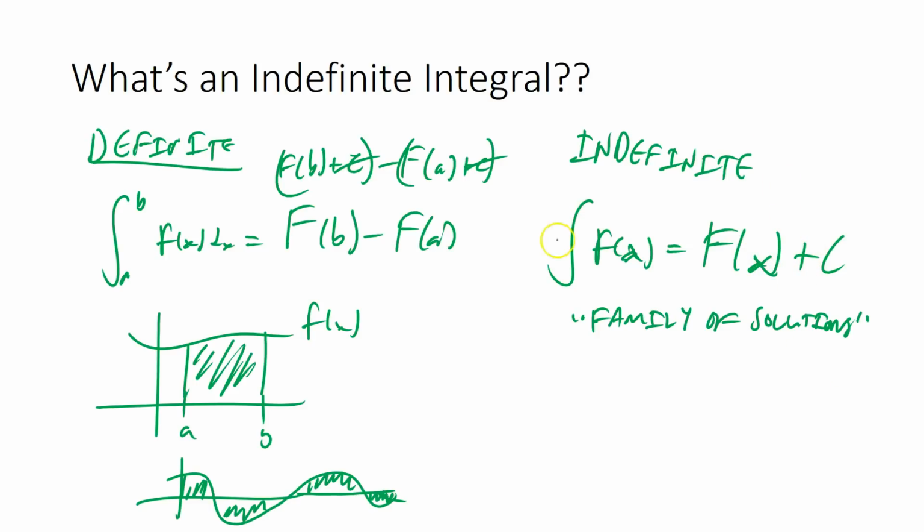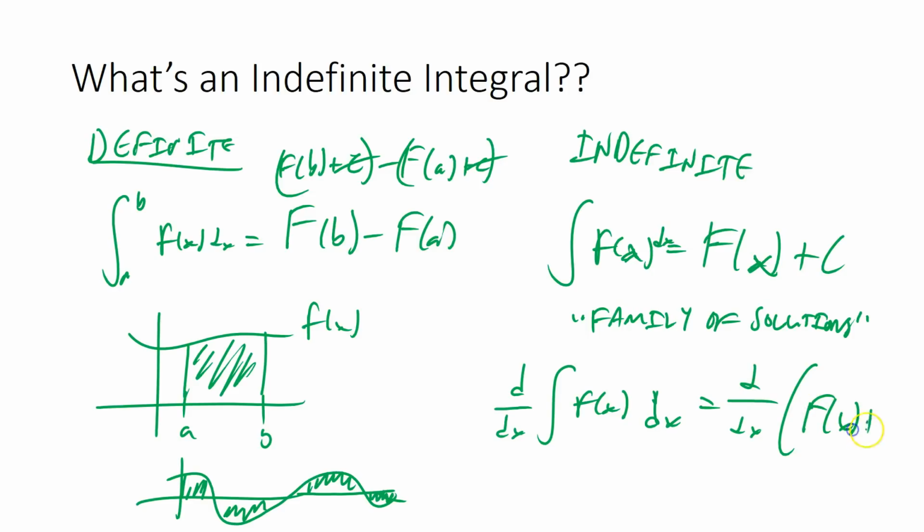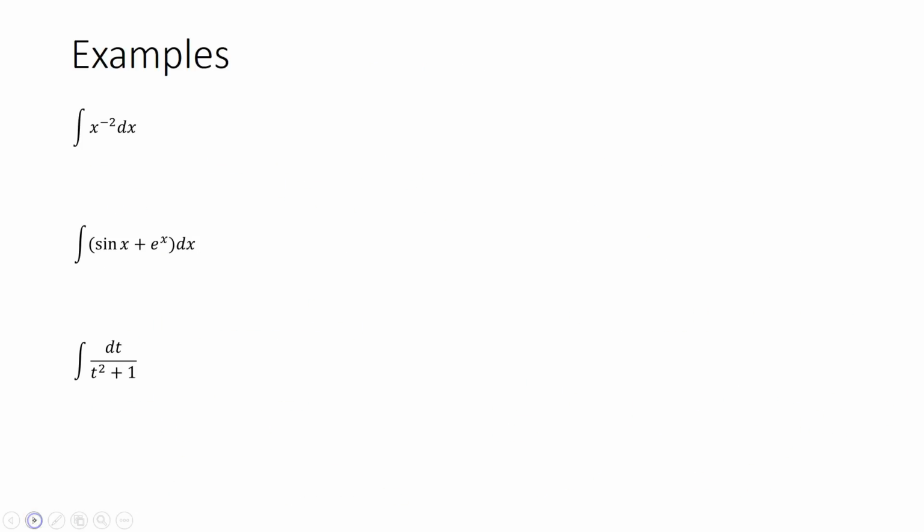So remember from the fundamental theorem, if you take the derivative of the left side, dx, right, dx up there, it should be the same thing as the derivative of the right side, capital F of x plus c. Well, the derivative of the antiderivative is just f of x. And the derivative of the antiderivative over here is also f of x, right? And the c goes away. Okay. All right, so examples.